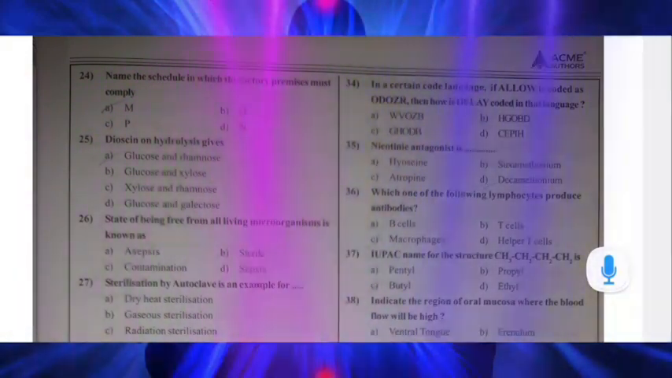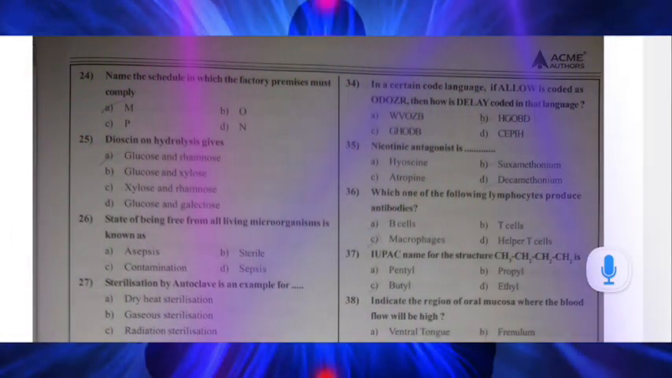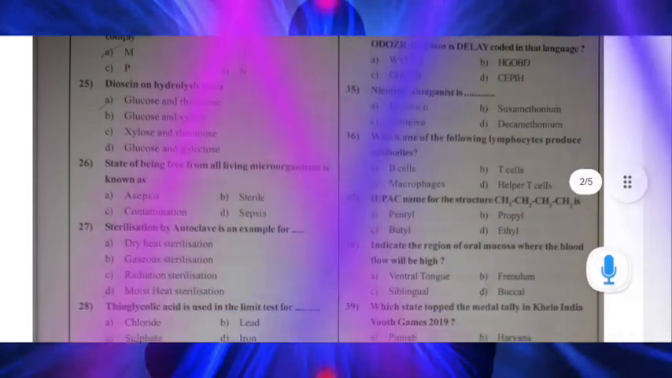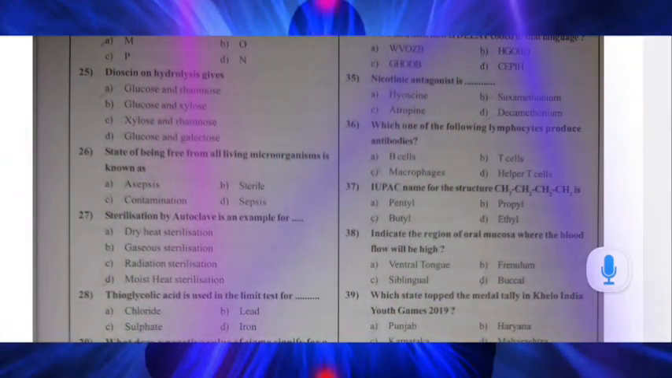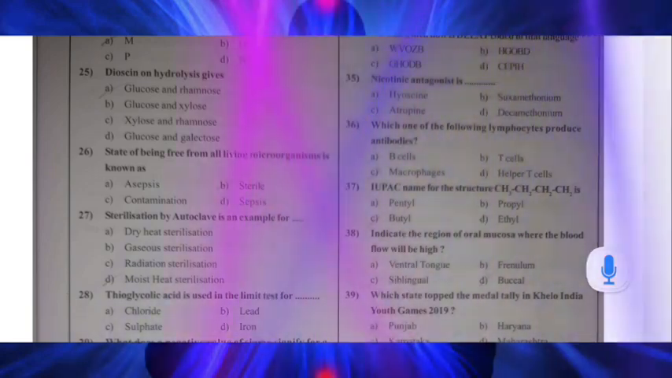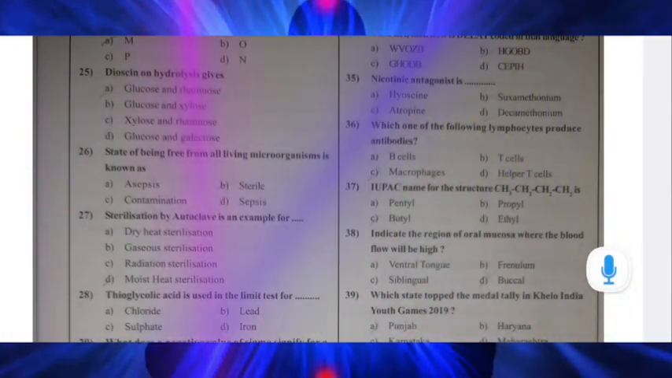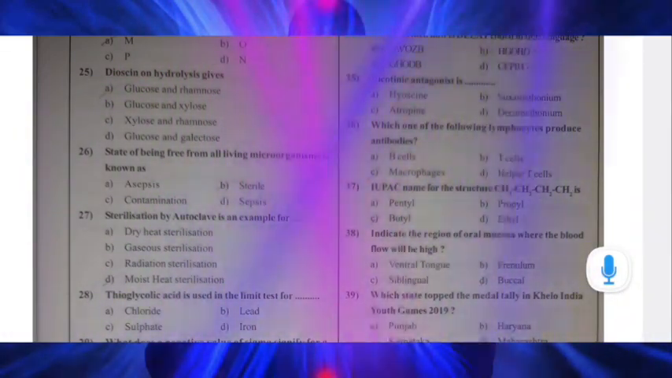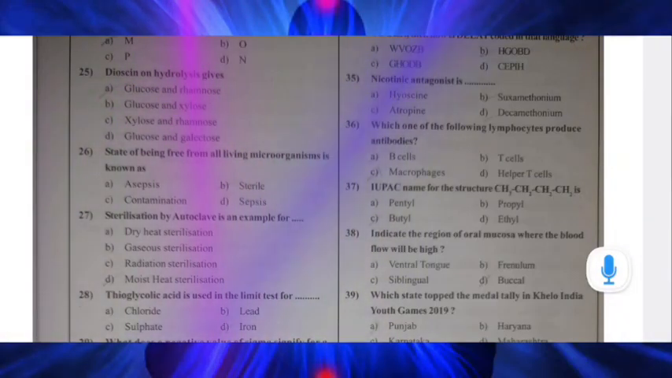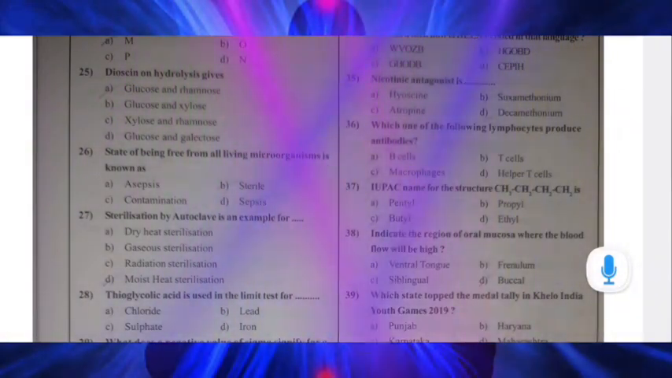In a certain code language, if ALLO is coded as ODOZR, then how is DELAY coded in that language? GOBD. Nicotinic antagonist is hexamethonium and decamethonium. Both the answers are correct.